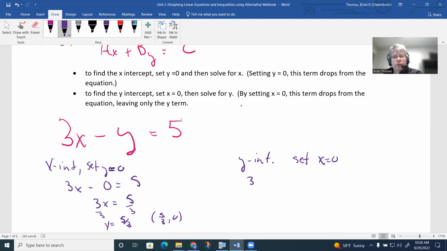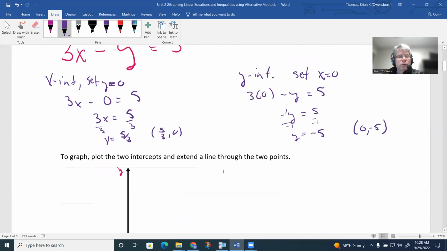So I have 3 times 0 minus y is equal to 5. By setting x equal to 0, the x term drops out, and all we're left with is negative y equals 5. Now, if we want to, we can call that coefficient a -1, and we can divide both sides by -1 to make the coefficient a +1. So it's going to be y equals, and 5 divided by 1, of course, is still 5. So all that really happens is the sign changes, and that makes that a -5. So the y-intercept would be -5. As an ordered pair, that would be (0, -5).